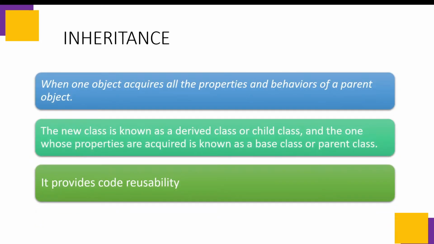So when an object acquires all the properties and behaviors of another object, that whole concept is called inheritance. The new class is known as the derived class or child class, and the one whose attributes are acquired is known as a base class or parent class. So basically a parent class gives all its attributes, properties and behaviors to its child class.